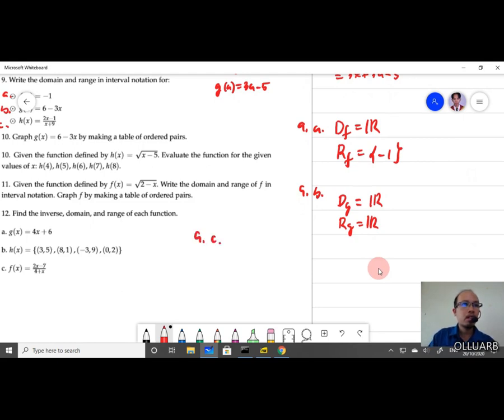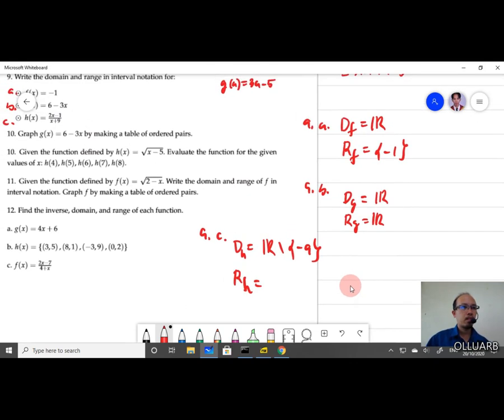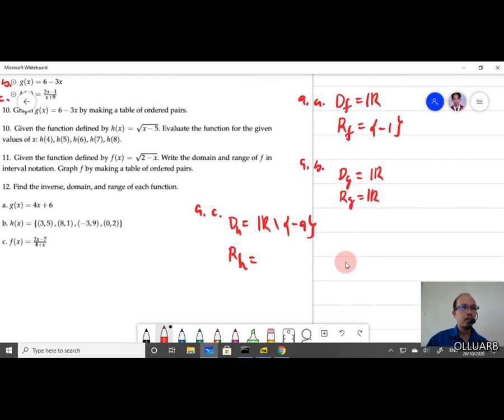For 9 letter C, this is rational. So for the domain, all you have to do is find a value of x for which the function is undefined, so the value is -9, so exclude -9. For the range, compute by, what do you call this, solving x in terms of y.